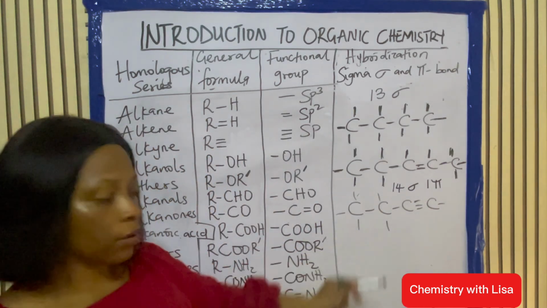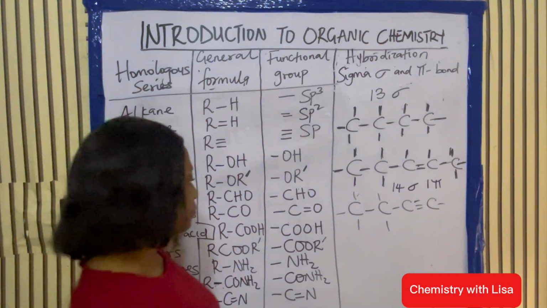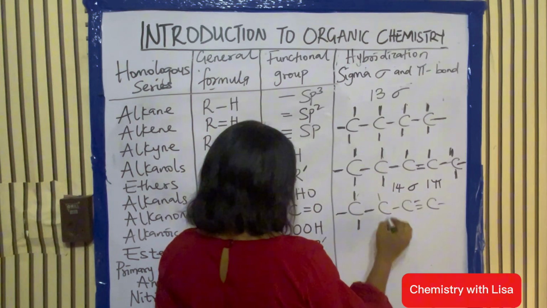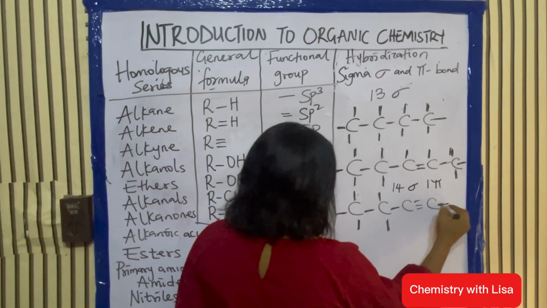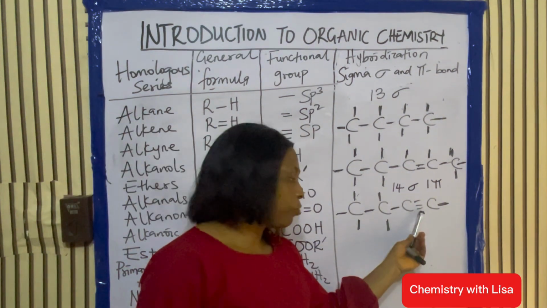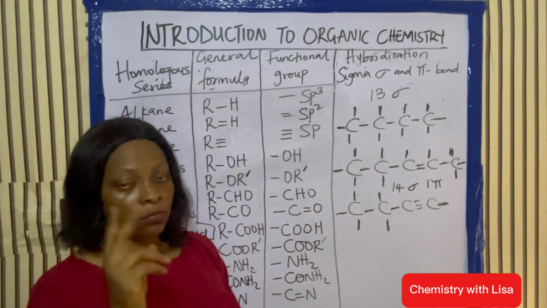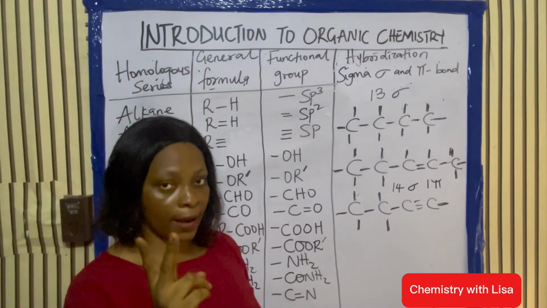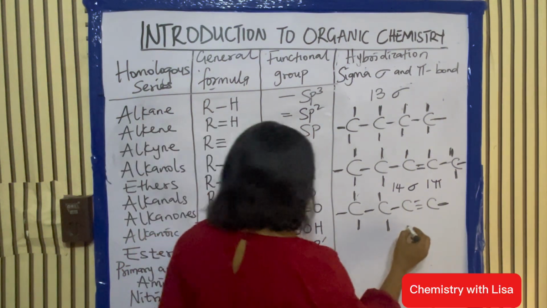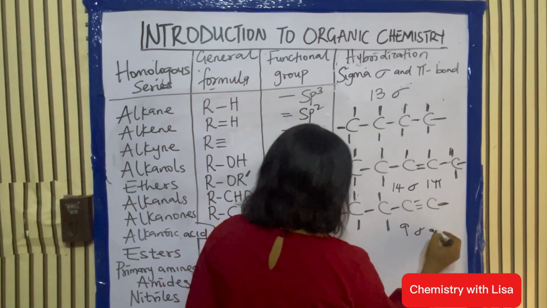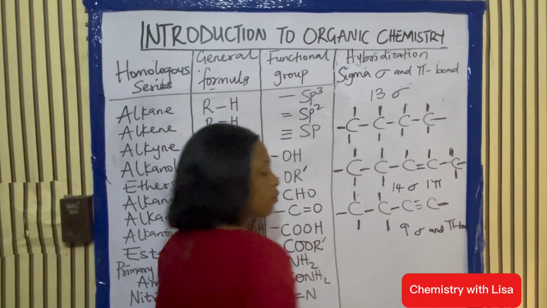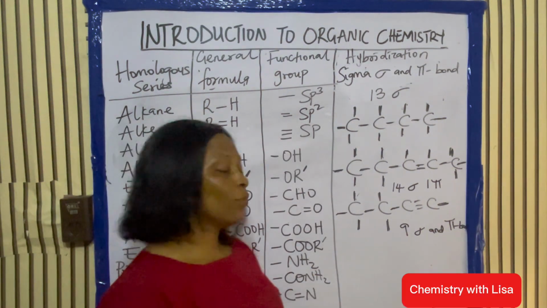So let's look at this third one here. How many sigma bonds, how many pi bonds? So this is 1, 2, 3, 4, 5, 6, 7, 8. 8 sigma. So here we have a triple bond. A triple bond has 1 sigma, 2 pi. So 8 plus 1 sigma here will give us 9 sigma. So we have 9 sigma and how many pi? 2 pi bonds. Okay, so that is it.